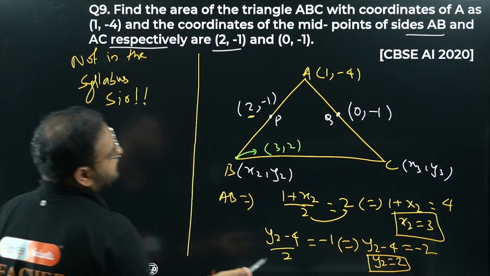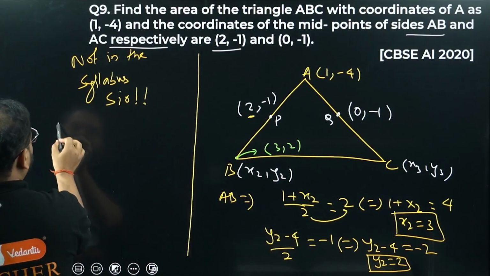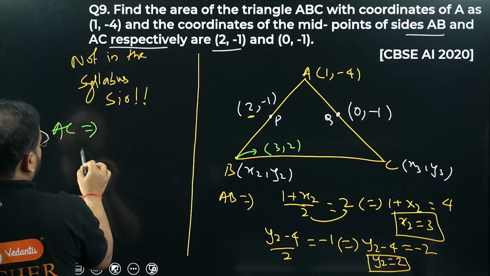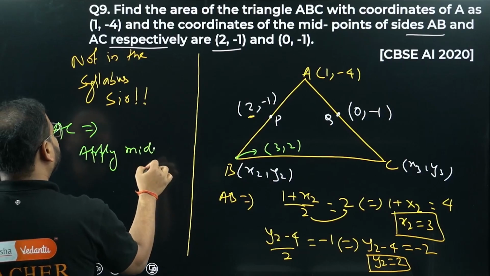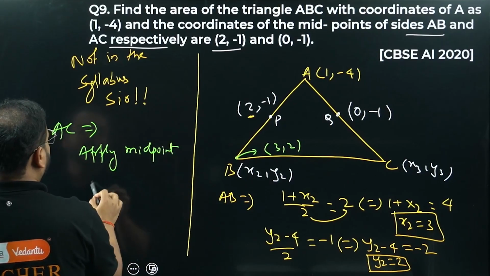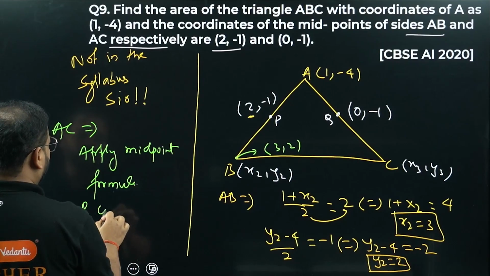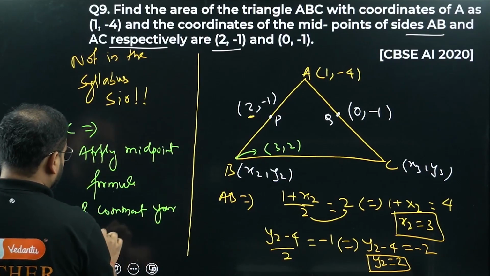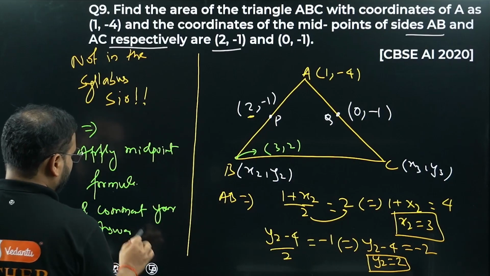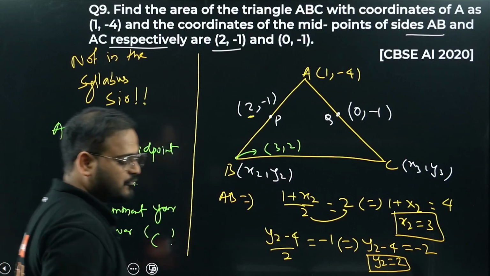Okay, please check. I think you can do it for the point C. You have to take this line AC and apply the midpoint formula, and comment your answer. Comment your answer for what? For the coordinates of point C.